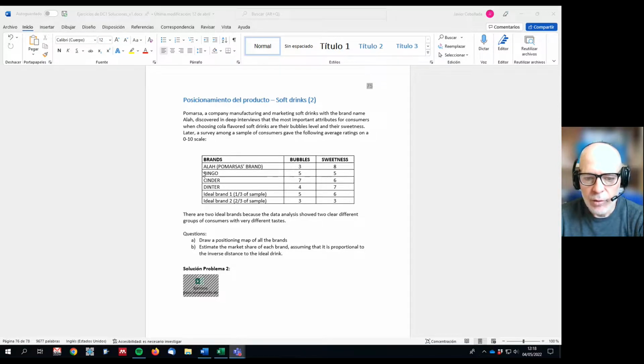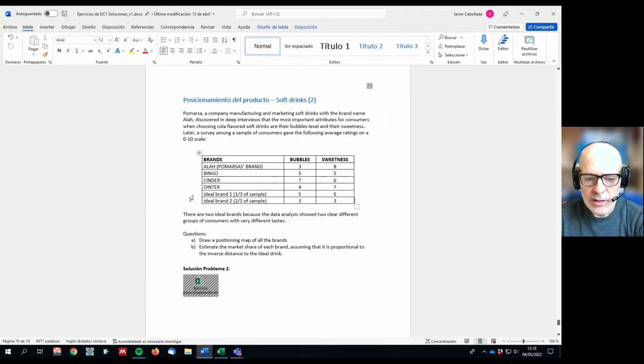There are also three more competitors, Bingo, Cinder, and Inter. And here we have in these two columns the scores of each of the brands in the market in bubbles and sweetness on a scale from 0 to 10.